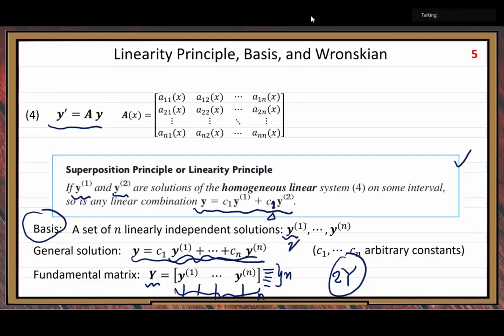Actually, here I can tell you one thing. When you have a fundamental matrix, capital Y, and I multiply by another matrix, B times Y, if this B is invertible, you know the meaning of invertible, then B times Y is another fundamental matrix.